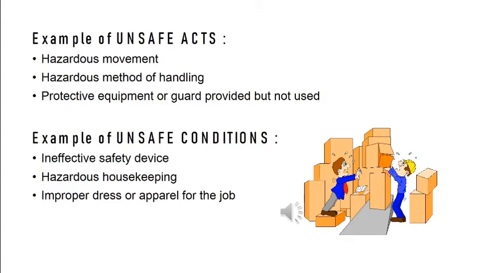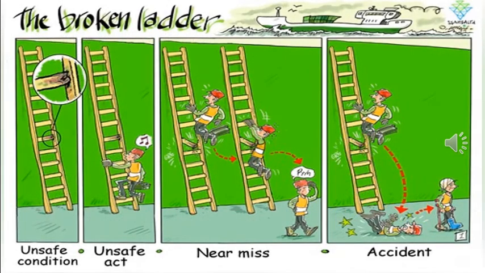Next is the example of unsafe condition. Example of unsafe condition includes ineffective safety device, hazardous housekeeping, which is materials on floor or poor piling, and the last one is improper dress or apparel for the job. So the photo here shows the example of unsafe condition, unsafe act, near miss, and accident.